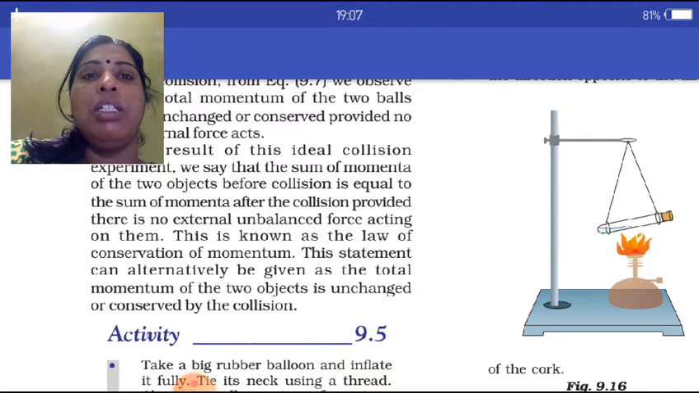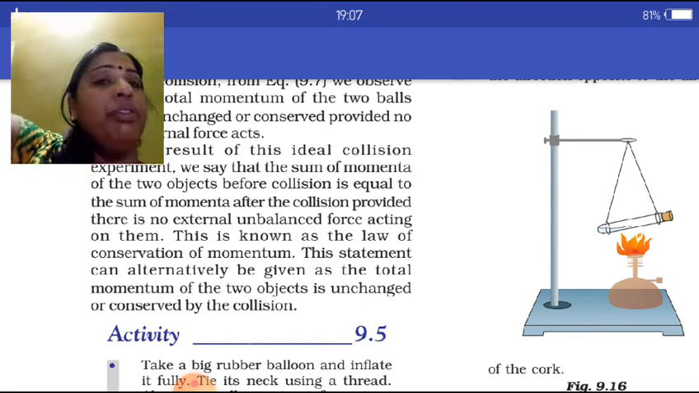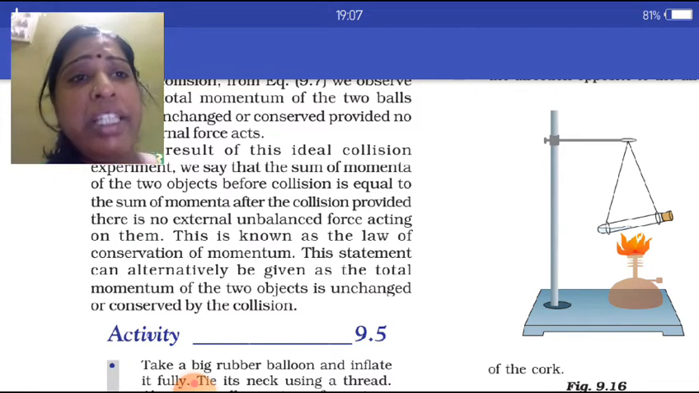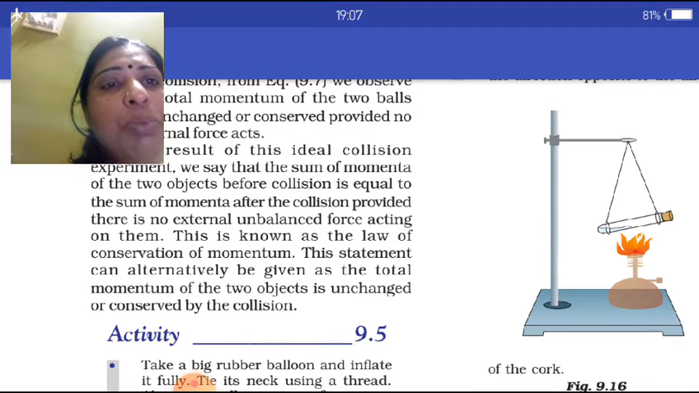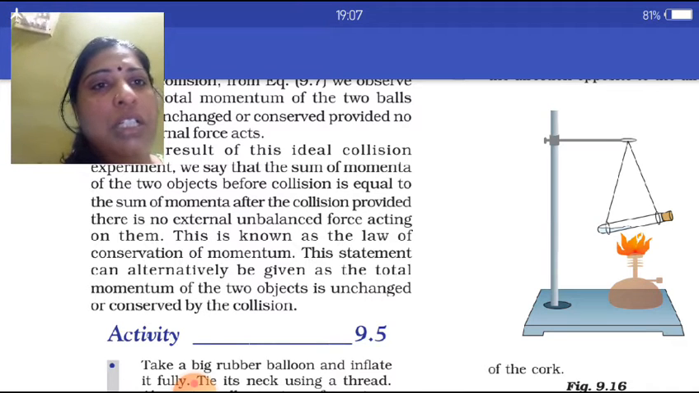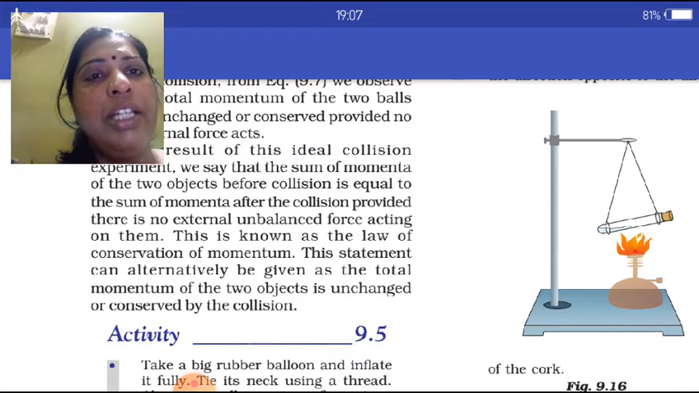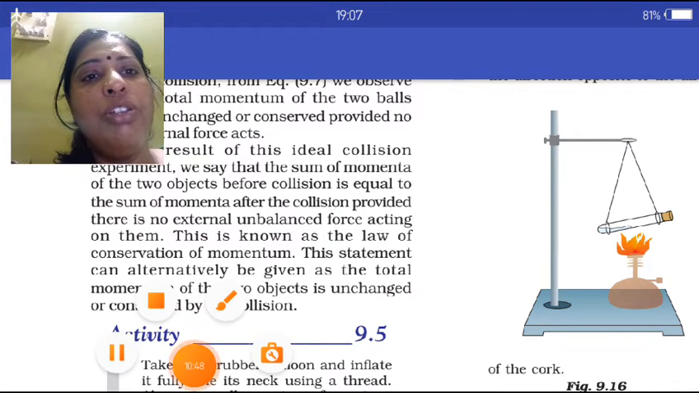This statement can alternatively be given as: the total momentum of the two objects is unchanged or conserved by the collision.